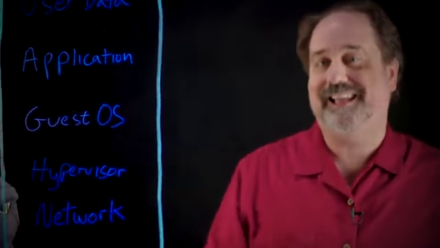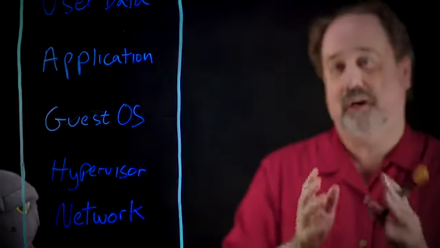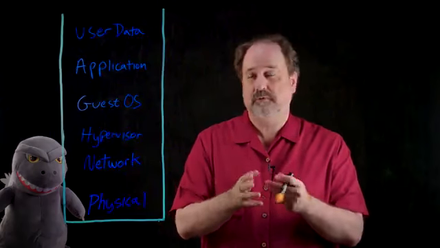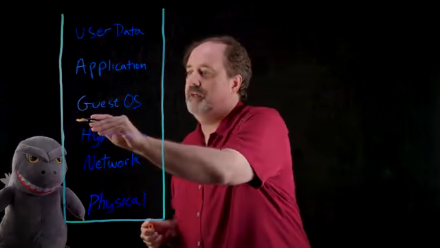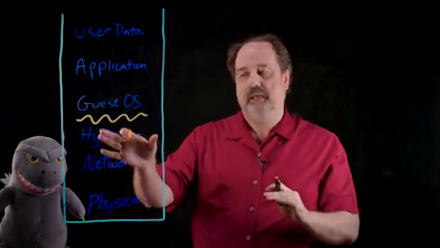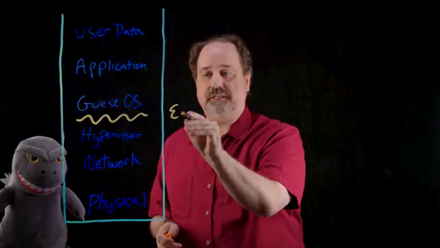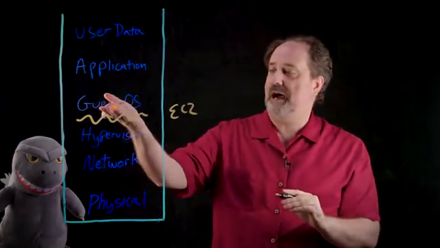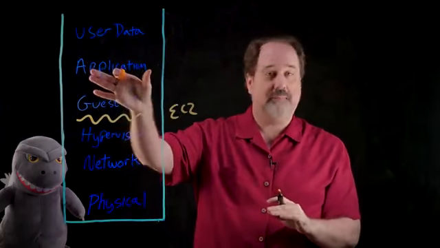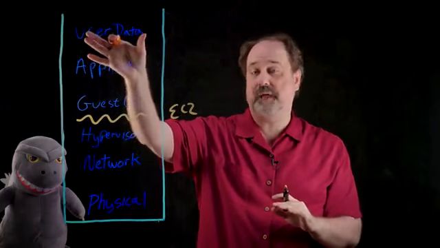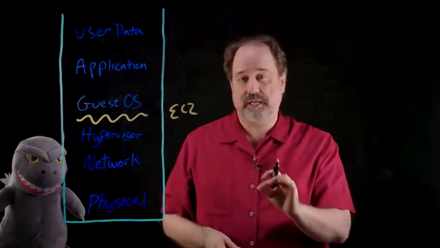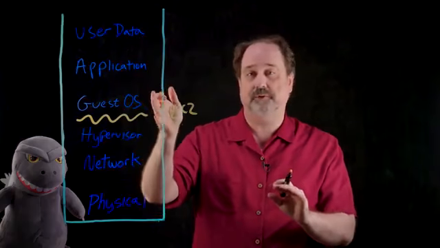When you're running EC2 on AWS and you launch EC2 and you choose an AMI with an operating system, that guest operating system is 100% in your control. And this becomes the dividing line. AWS takes care of everything below the line, and with EC2, everything from the operating system, whatever applications you run on EC2, and especially all of your user data is controlled by you.